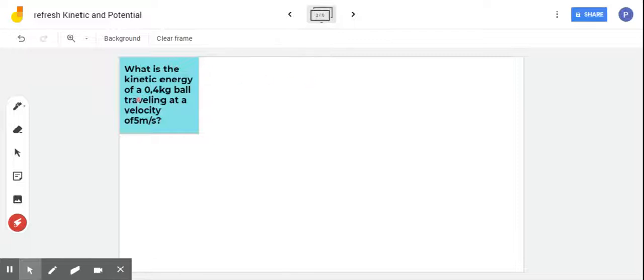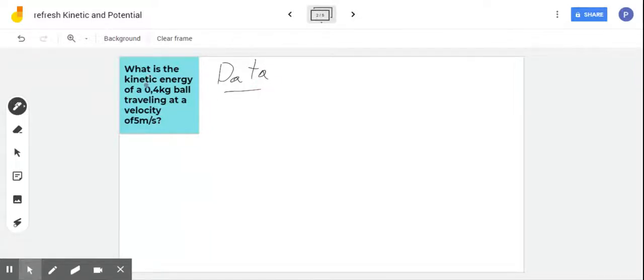So here I have, what is the kinetic energy of 0.4 kilogram ball traveling at a velocity of 5 meters per second? So first thing I'm going to do after I read the problem is to write down the data. So I'm going to put data and I'm going to write it down.